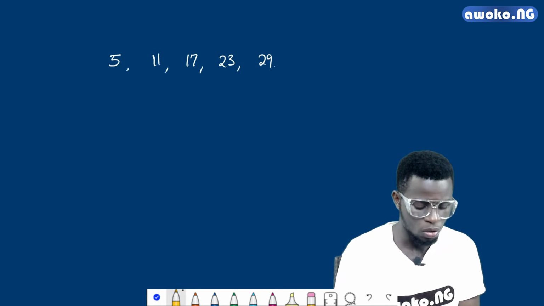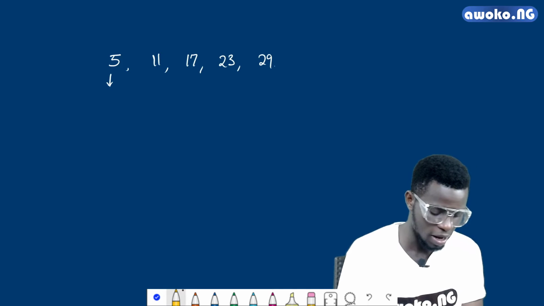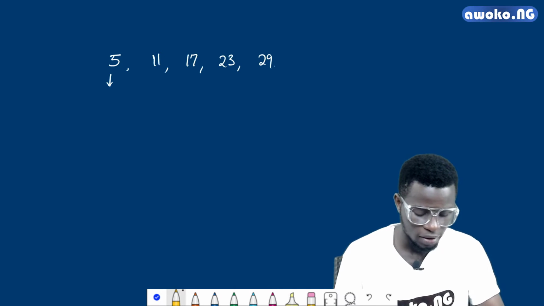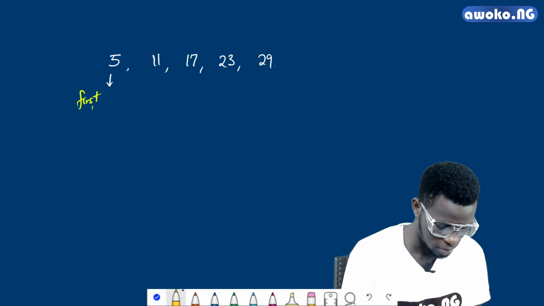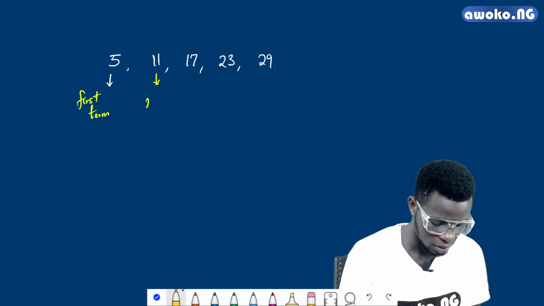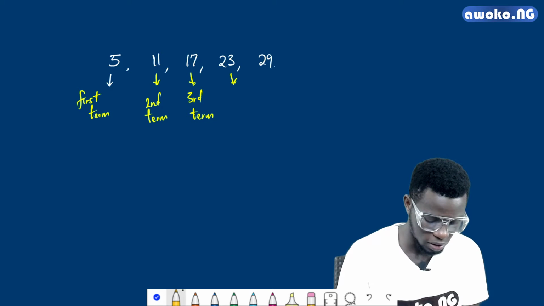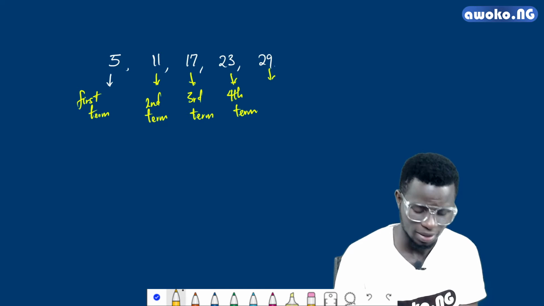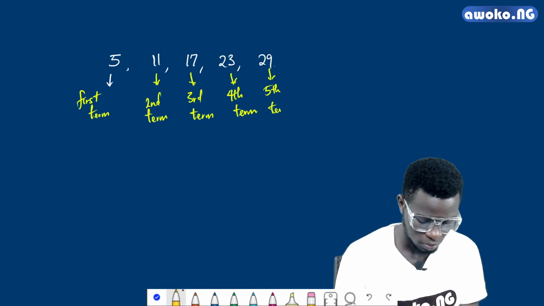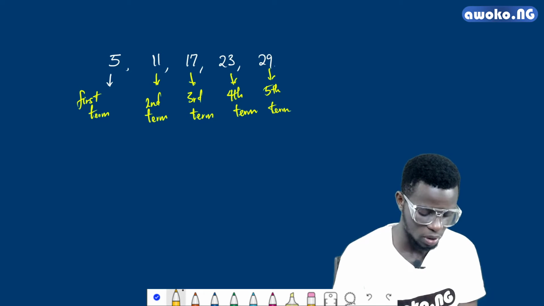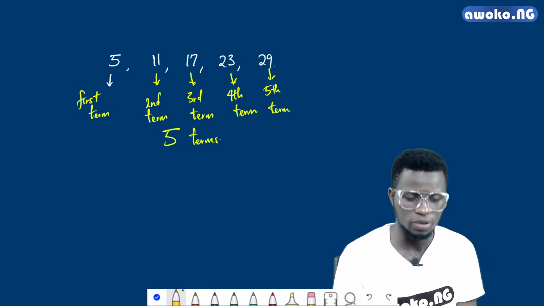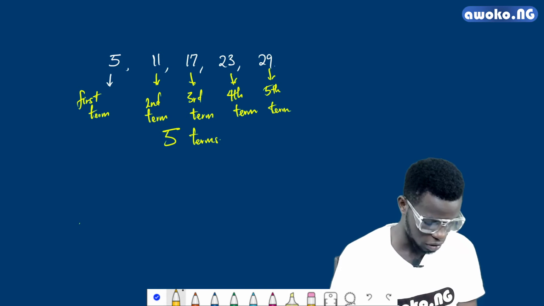The 5 is otherwise known as the first term. This is the first term. This is the second term. This is the third term. And 23 is the fourth term. Finally, 29 is the fifth term. So in this particular sequence, we have 5 terms. So how do we know if this sequence is an arithmetic progression or not?